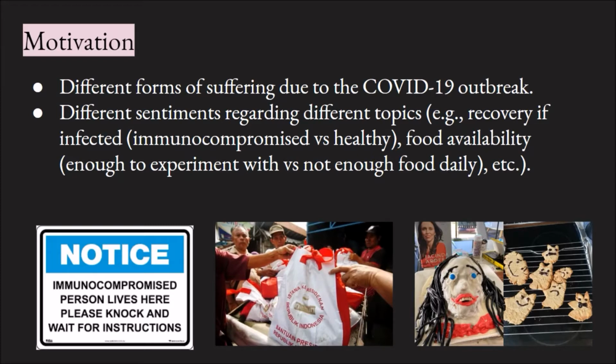For example, people who are immunocompromised are more anxious about recovery if infected than people who are healthy. In the same way, people who are wealthy enough are less anxious about food availability than people who are less wealthy. Thus, food availability will have a more positive sentiment from people who are wealthy than from people who are less wealthy.